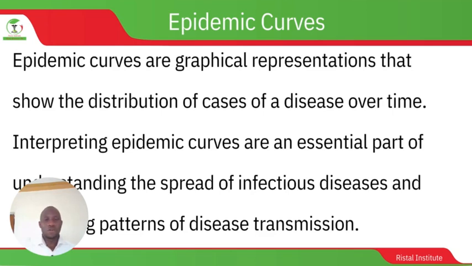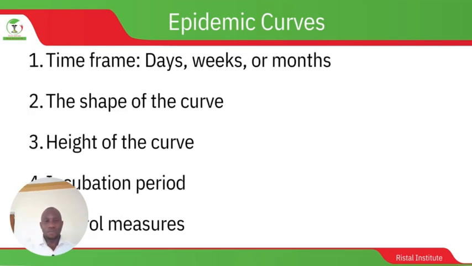So usually we use what we call epidemic curves to have a representation of the number of cases of a particular epidemic that is occurring in a particular location. This is actually very important because it gives us ideas on how this epidemic is spreading and perhaps what are the points of spread. So we use epidemic curves because they give us this information which I've just illustrated. But the interpretation of these curves is very important.